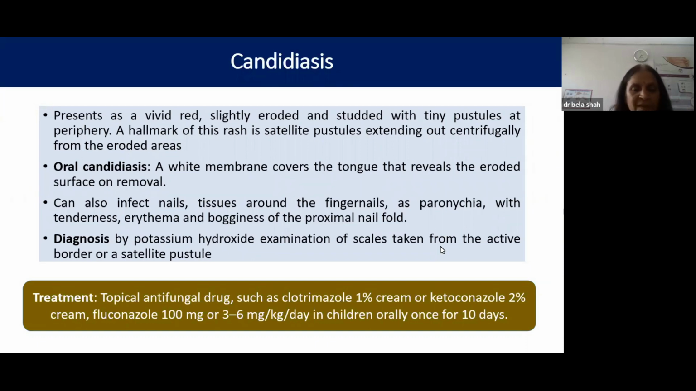And how do we treat? We can use fluconazole 100 milligram for 10 days. And of course, we have a plethora of topical drugs to apply.